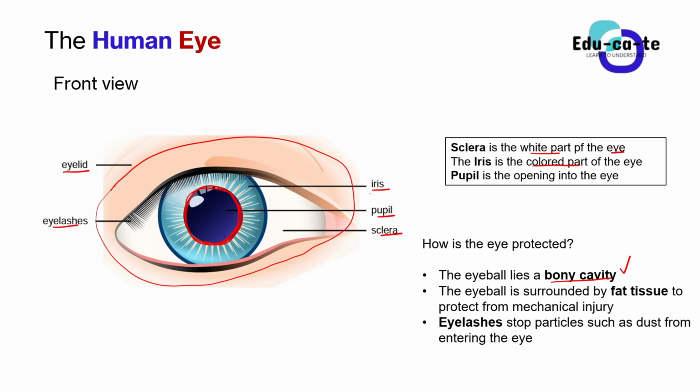The eyeball lies inside a bony cavity to protect it from mechanical injury and damage. And then the eyeball is also surrounded by fat tissue. So there are fats and oils that surround the eyeball as well, and it protects it from mechanical injury.